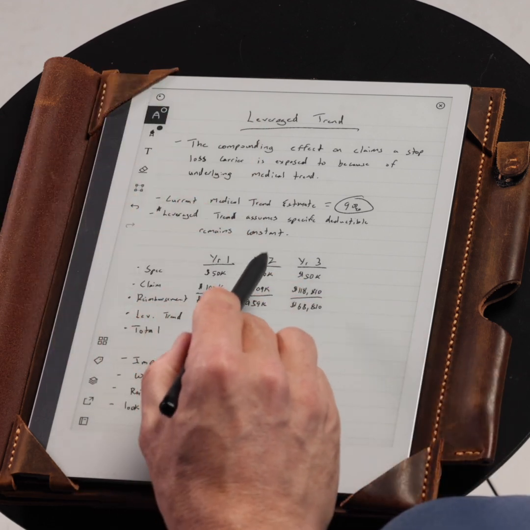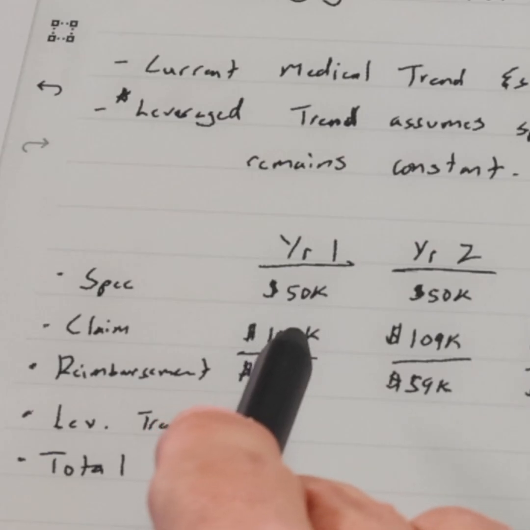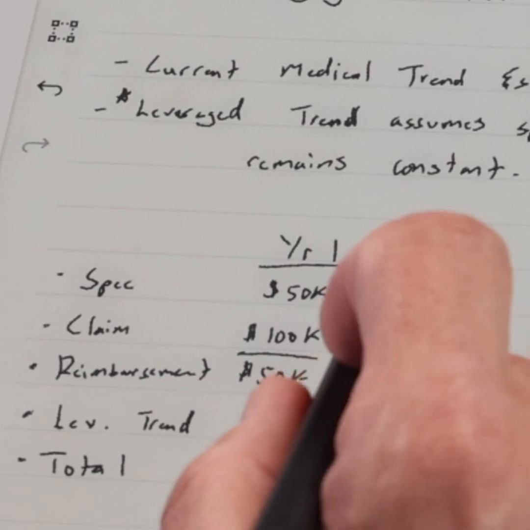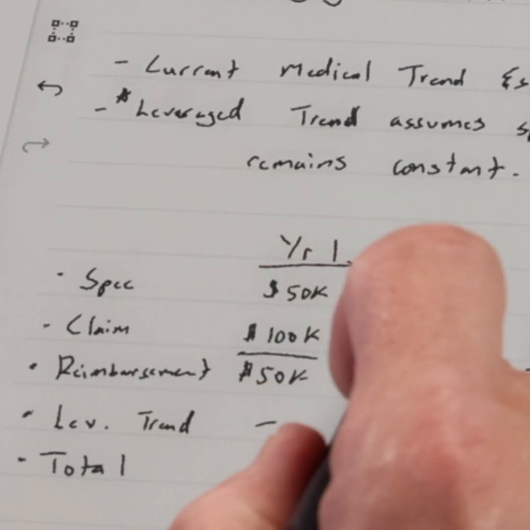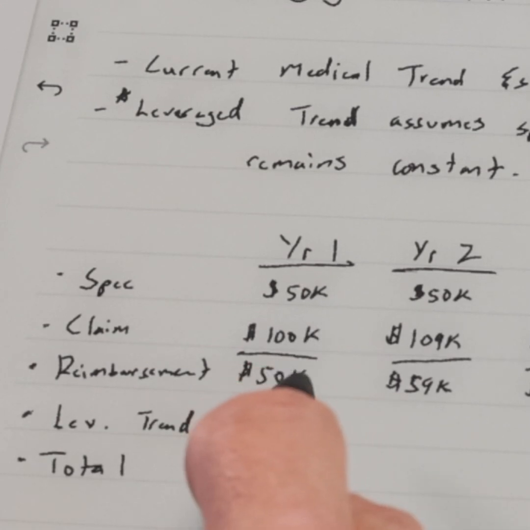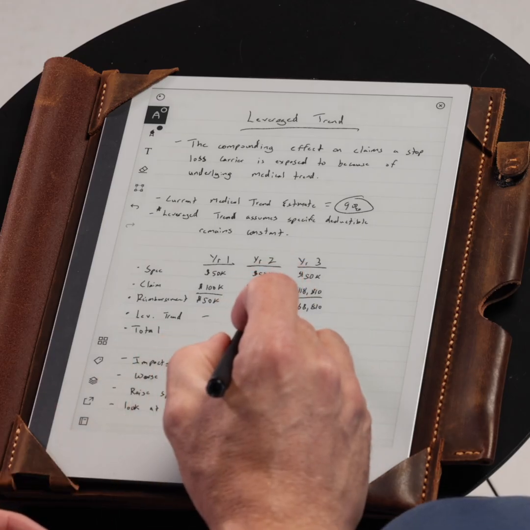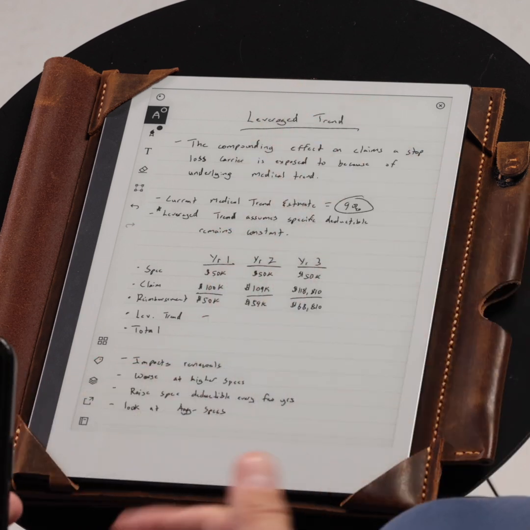Okay, so what happens if we keep our spec at $50,000 the next year? The claim is going to be a 9% increase, so that $100,000 claim is now $109,000 instead. Because we kept our spec the same, that stop loss carrier is now reimbursing $59,000 for the same claim in the following year. And so that $59,000 is not a 9% increase. Let me pull up my calculator and show you.